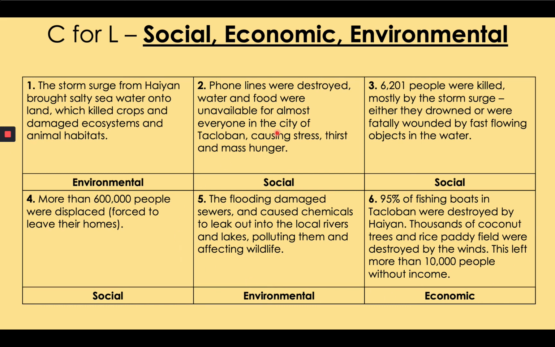Remember, though, that all of these are linked. The loss of crops means a loss of income. Pollution means a loss of income. And so all these social and economic and environmental impacts are connected, and one often causes the other.